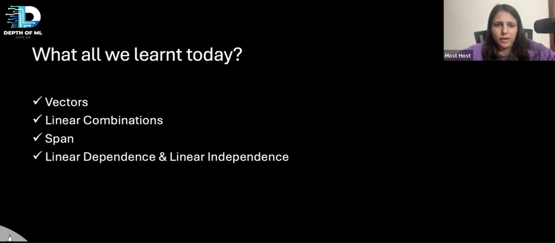So what we have learned today. We wanted to know more about vectors. We learned about the linear combination of vectors. We also learned about the span of a set of vectors. And we also learned what linear dependence and linear independence are in terms of a set of vectors.